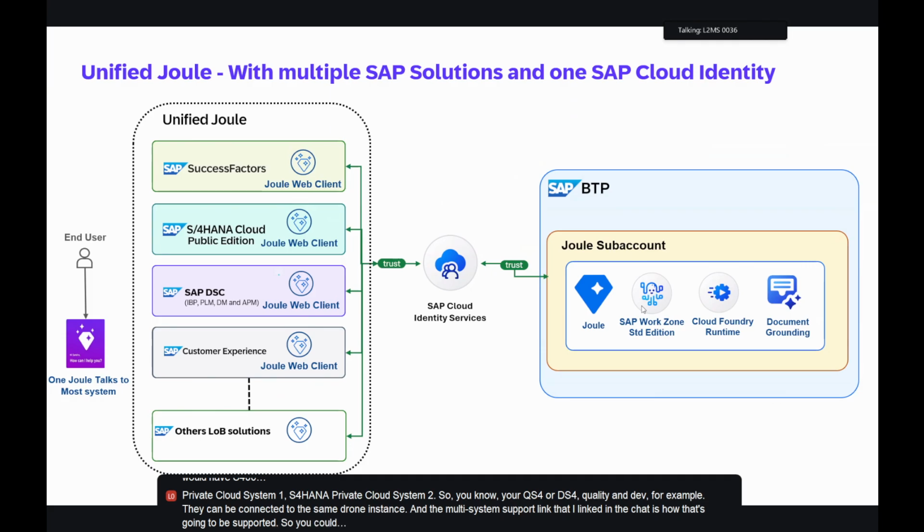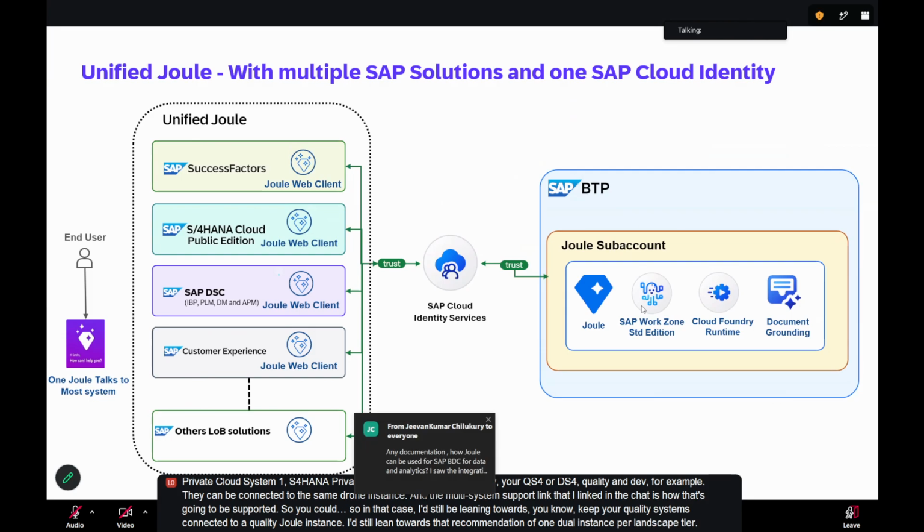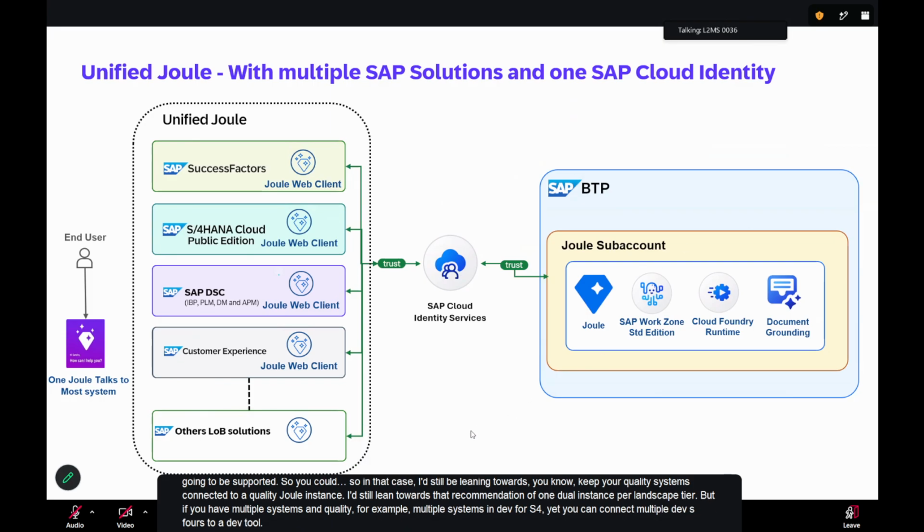So in that case, I'd still be leaning towards keeping your quality systems connected to a quality Joule instance. I'd still lean towards that recommendation of one Joule instance per landscape tier. But if you have multiple systems in quality, for example, multiple systems in dev for S4, you can connect multiple dev S4s to a dev Joule as of last month.